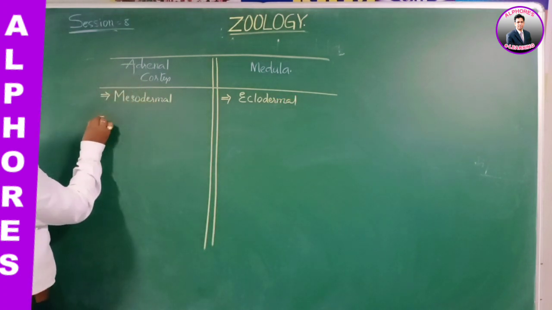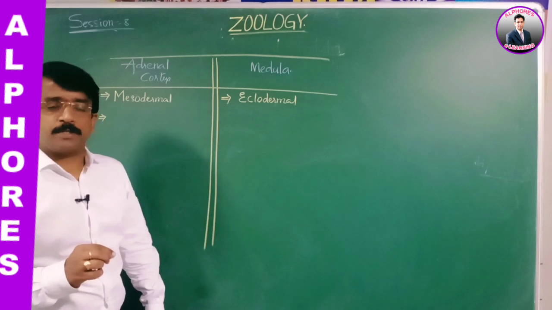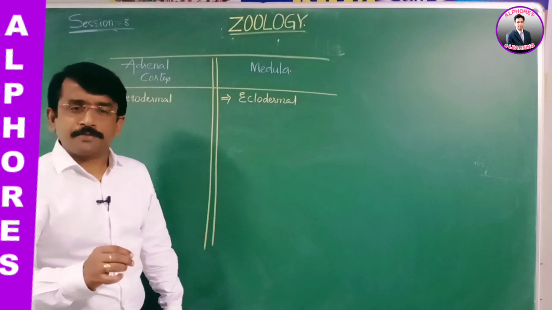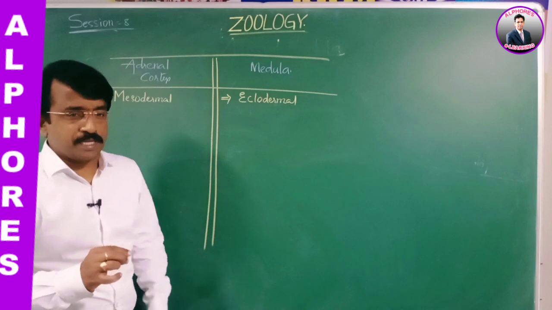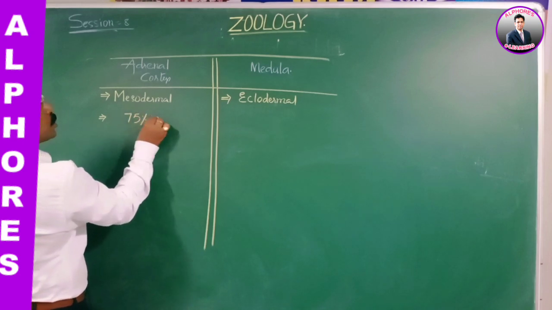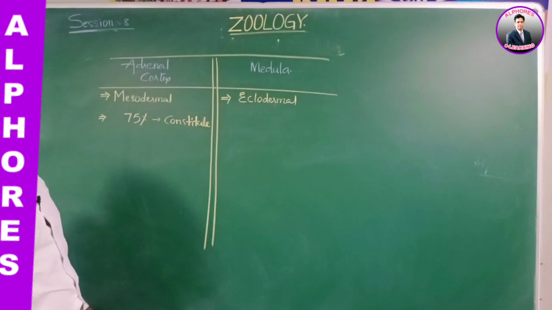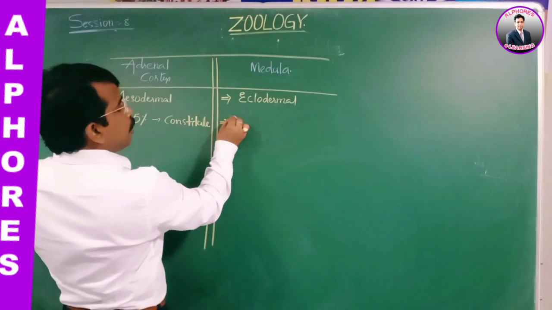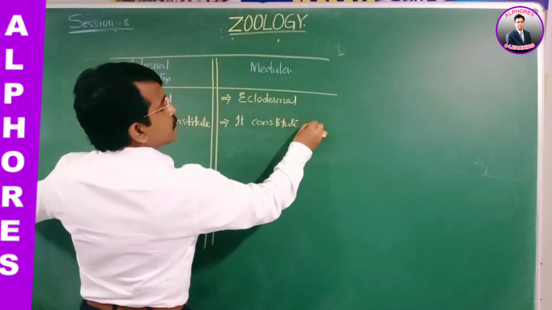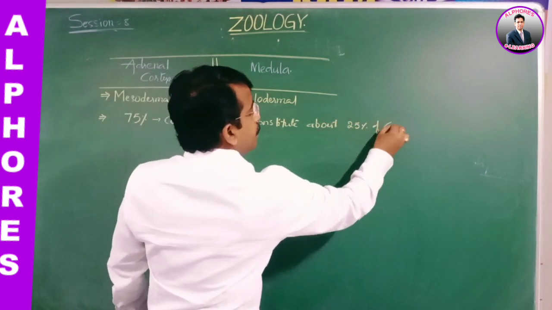In the adrenal gland, we discussed that the zona glomerulosa constitutes 15%, zona fasciculata 50%, zona reticularis 7%. Almost all of it is about 75%. The adrenal cortex constitutes about 75% of the adrenal gland, whereas the medulla constitutes about 25% of the gland.